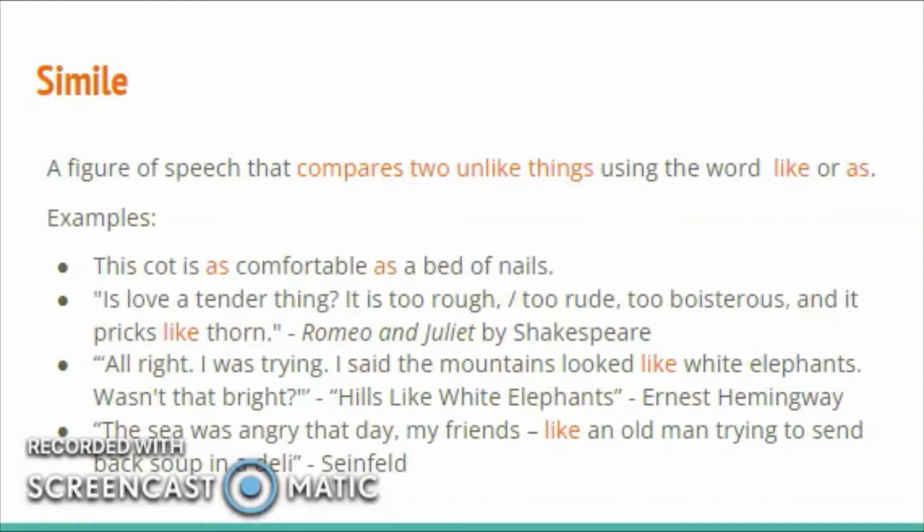We also have an example from Romeo and Juliet. Is love a tender thing? Is it too rough, too rude, too boisterous? And it pricks like thorn.